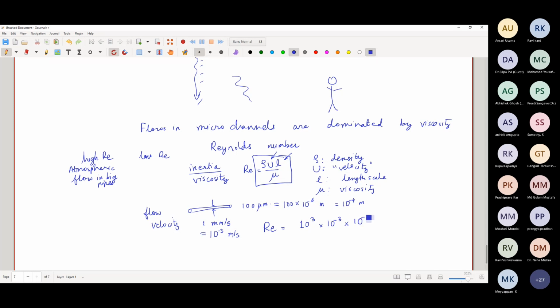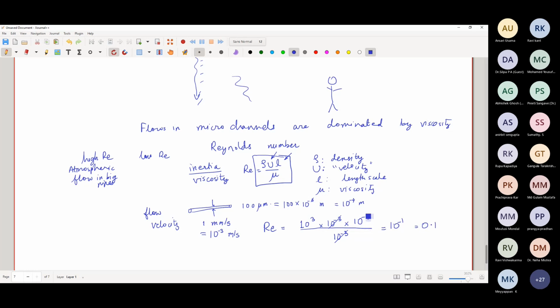This divided by the viscosity. So what is the viscosity of water? It is close to 10 to the power minus 3 Pascal second. So this cancels out. So this becomes 10 to the power minus 1. Reynolds number is 0.1. So it is small.